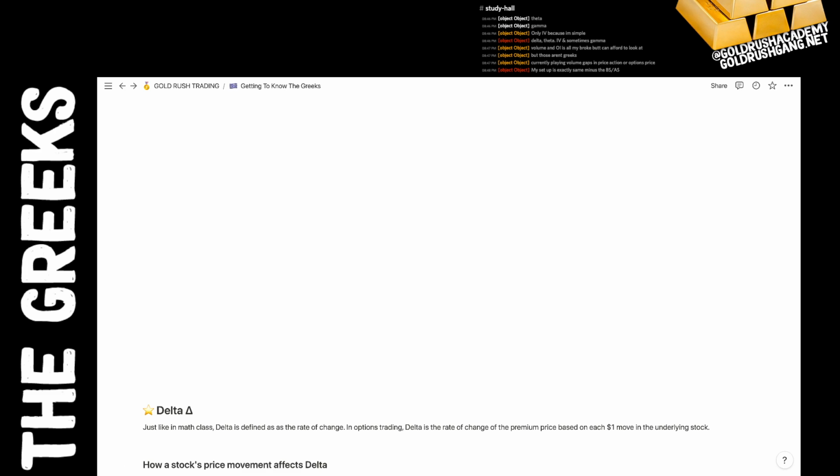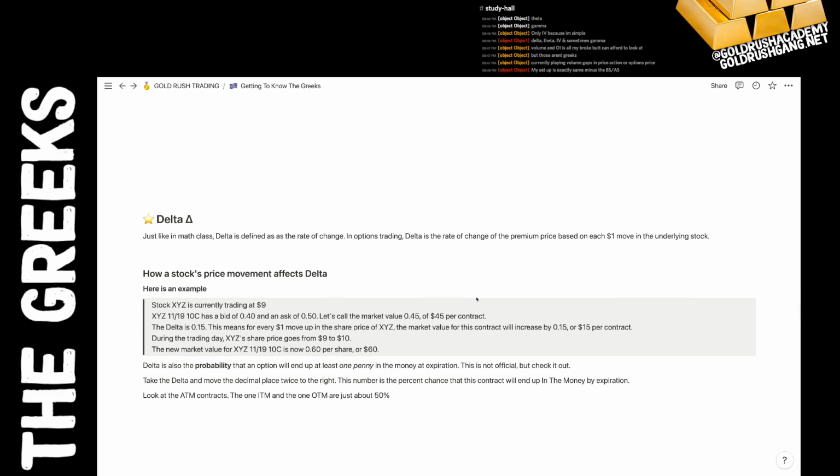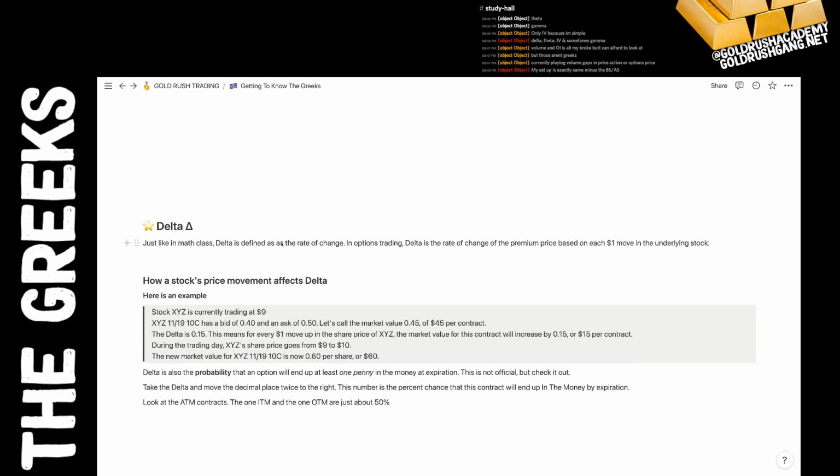All right, so the first one is, again, and very important to me, delta. Just like in math class, delta is defined as a rate of change. In options trading, delta is a rate of change of the premium price based on each $1 move in the underlying stock. So to say it plainly, the delta is the amount that your contract will go up in value. So price goes up $1, contract goes up by delta. Price goes up another $1, contract goes up by another delta, right?